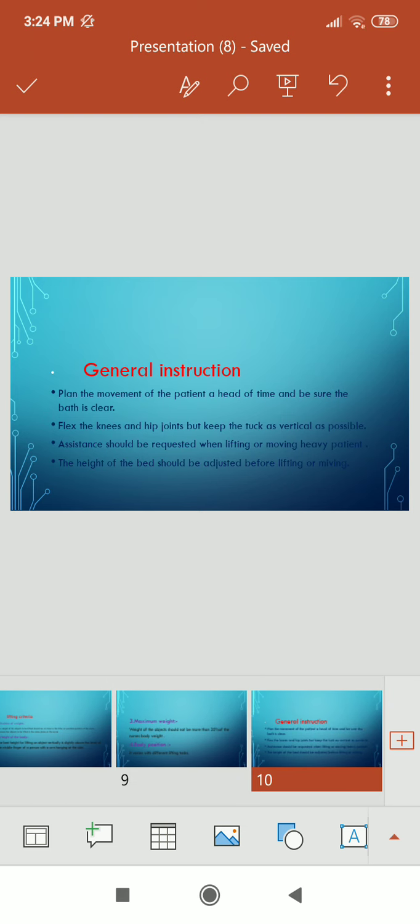General instructions. Plan the movement of the patient ahead of time and be sure the path is clear. Flex the knees and hip joints but keep the trunk as vertical as possible. Assistance should be requested when lifting or moving a heavy patient. The height of the bed should be adjusted before lifting or moving.